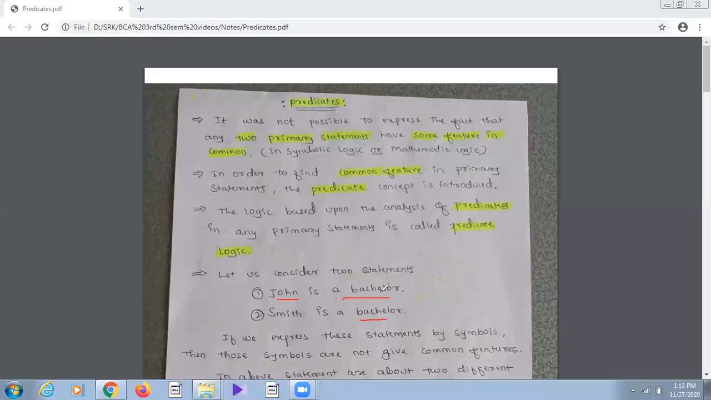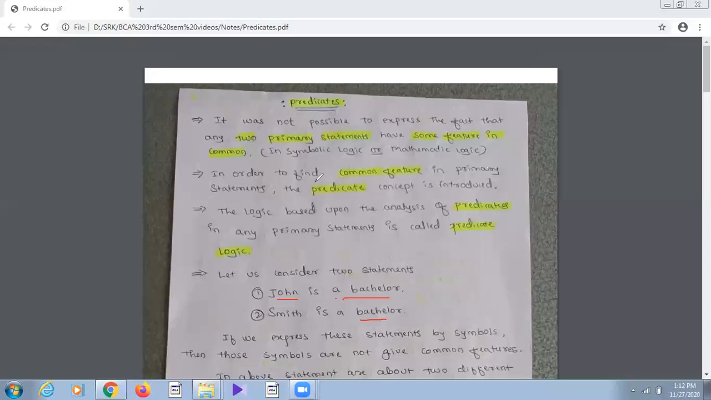Otherwise, all of you are in the third semester, so third semester is one common feature. It applies to all 162 students. To identify the common feature in any primary statements, we use the predicates. Predicate, to identify the common features in the primary statement, is called a predicate. Any doubt?